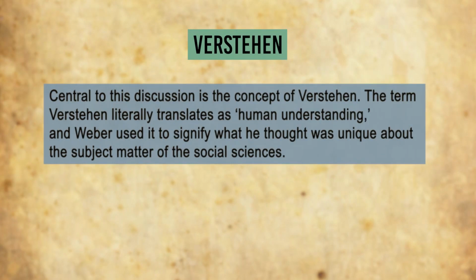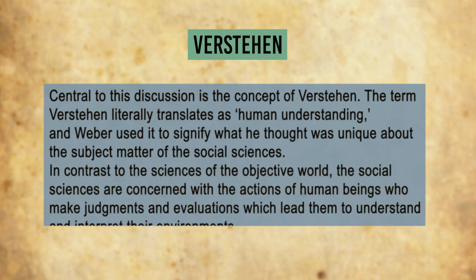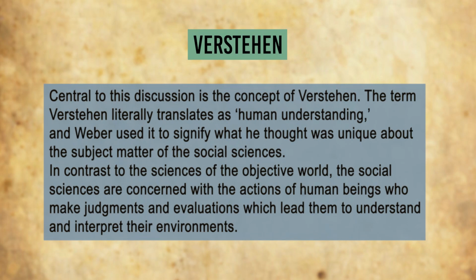Central to this discussion is the concept of Verstehen. The term Verstehen literally translates as human understanding, and Weber used it to signify what he thought was unique about the subject matter of the social sciences. In contrast to the sciences of the objective world, the social sciences are concerned with actions of human beings who make judgments and evaluations which lead them to understand and interpret their environment.